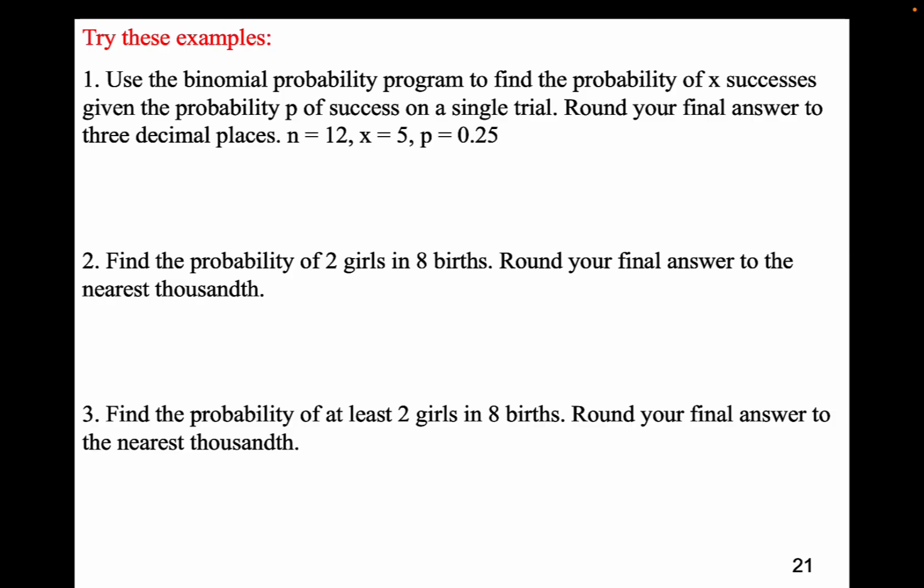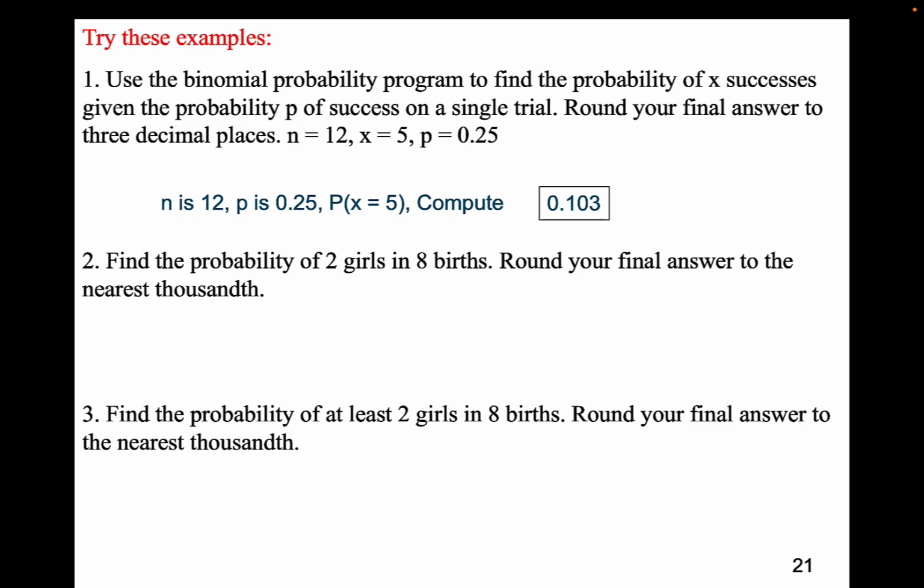Welcome back. Let's see how you did. Number 1, use the binomial probability program to find the probability of x many successes given the probability, lowercase p, of success on a single trial. Round your final answer to 3 decimal places. So we have n equals 12, x equals 5, and lowercase p equals 0.25. If you ran your program with n is 12, p is 0.25, and you have to make sure your notation looks like this here, capital P, open parentheses, x equals 5, and hit compute. If you ran that correctly, you'd get 0.103.